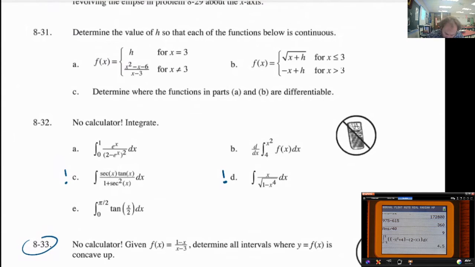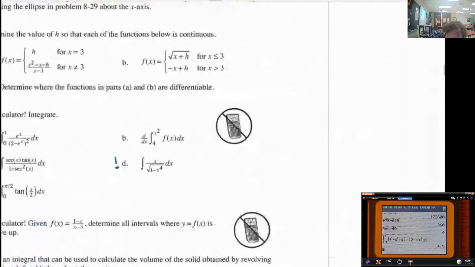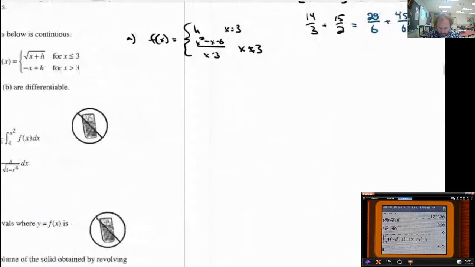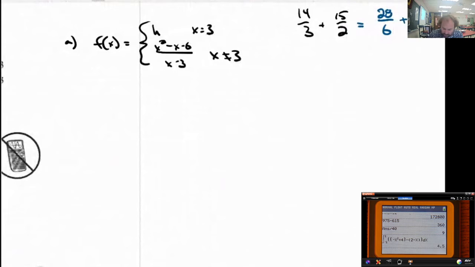Like for question A, which I'm going to rewrite over here, we have f of x equals, well, it's h if x equals 3. And it's x squared minus x minus 6 over x minus 3 if x isn't 3. So basically what we need to do is figure out how to fill the hole, because this bottom function is going to have a hole in it. In fact, what we should do right away is factor it. It'll be x minus 3 times something over x minus 3.